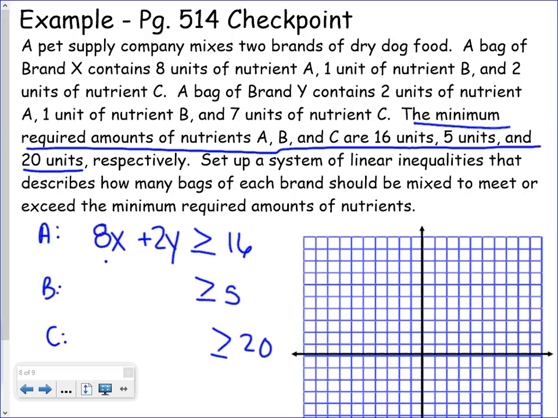What would be the expression for nutrient B? How much are you getting from brand X? 1X plus, what's Y? 1Y. So X plus Y is greater than or equal to 5. And the last one, 2X plus 7Y. Second that.